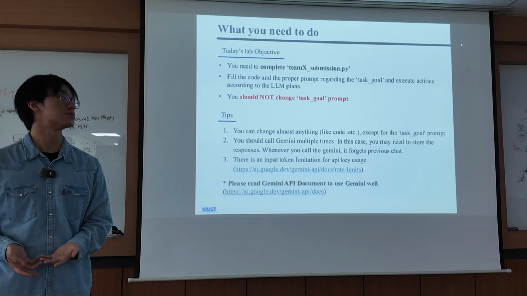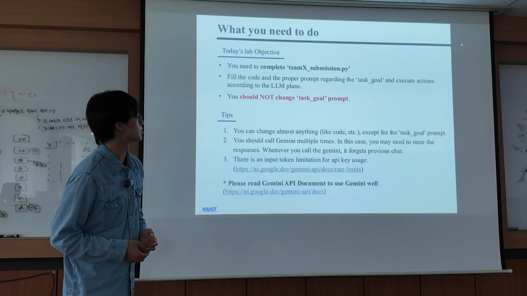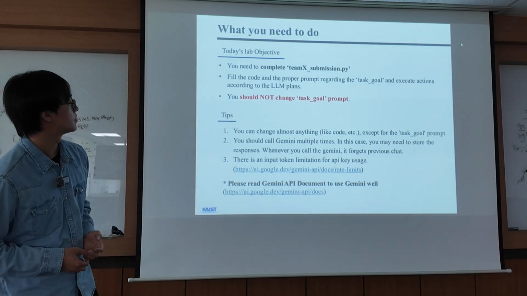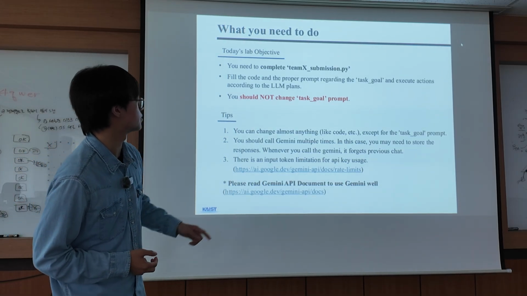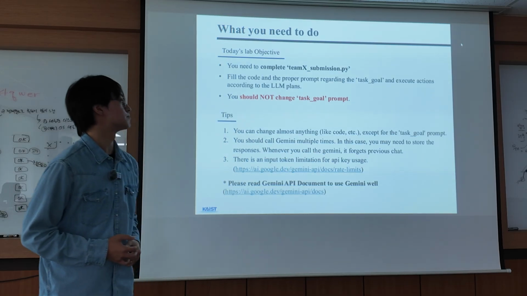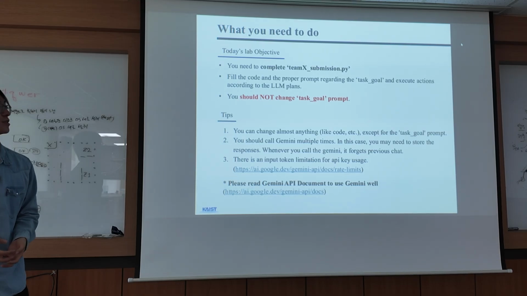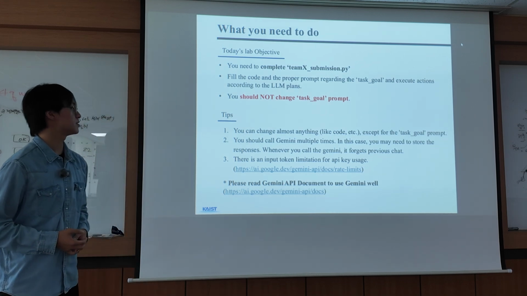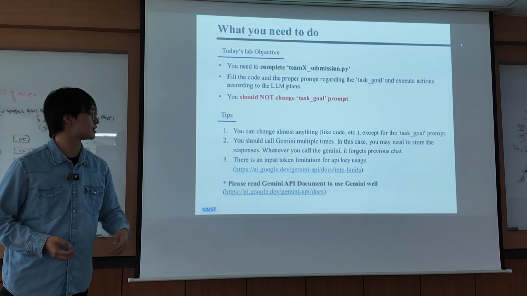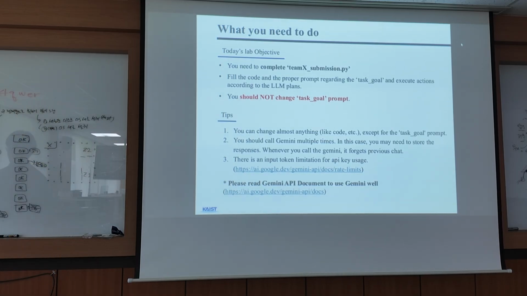And please notice that Gemini has some limitations on calls. You should call Gemini multiple times, so you should give some previous context, because the Gemini calling function doesn't have any previous memory. And there's an input token limitation. Please read the API document to learn Gemini usage well, and also the exact limitations of the API.